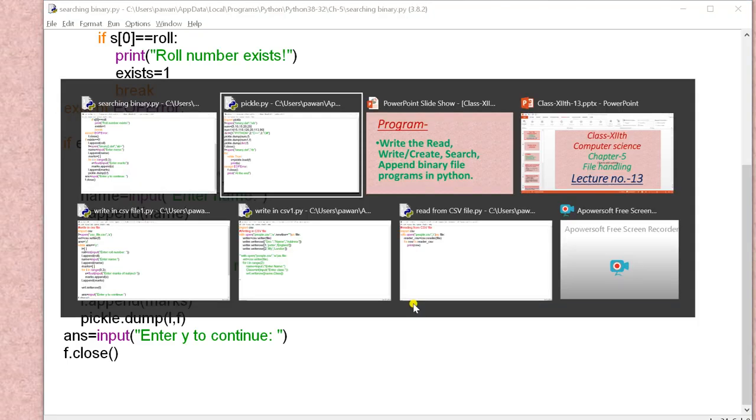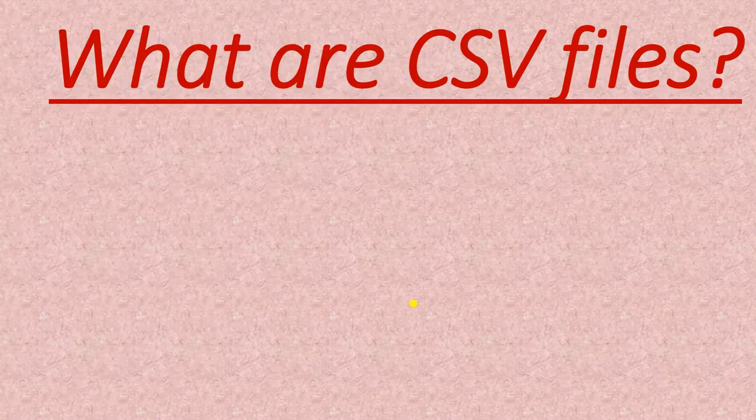Okay, so your next topic is the CSV file. CSV files are comma separated values. In a text file and in a binary file, you are working with the text only. Whatever data you are storing, you can see the data as per your choice. But in a CSV file the data are separated by commas. In a CSV file the data can be shown in tabular form also. And if you see the content of the file in Notepad, it is separated by commas.